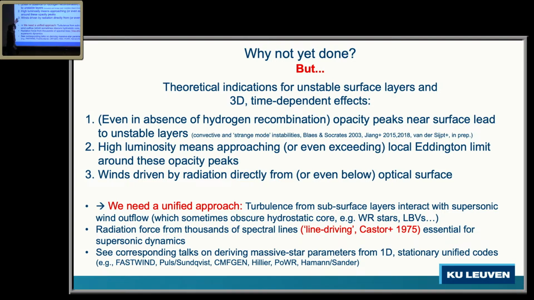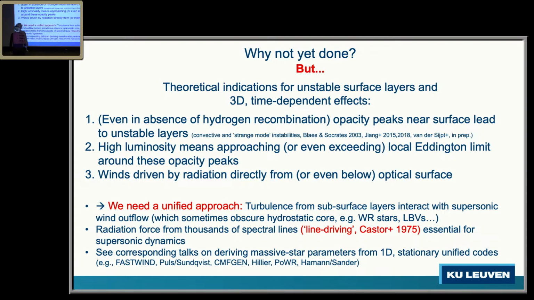So there are also theoretical indications. These stars are hot on the surface, right? So we don't deal with hydrogen recombination in my talk today. However, we have other opacity peaks that are near the surface, particularly the one which has been mentioned before, the iron opacity bump around 200,000 Kelvin in the near-surface layers.